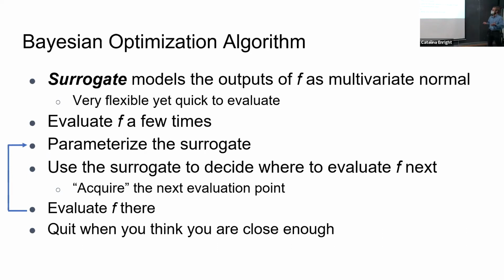Now I'm going to run the breeding simulation a few times. I'm going to use the outputs to parameterize my surrogate model. I'm going to use the surrogate to decide where to evaluate next. The technical term is I'm going to use the surrogate to acquire the next evaluation point. This is called an acquisition function. And then evaluate F there. Now I have some new values to use to parameterize the surrogate, and I iterate. And then I'm going to quit when I think I've stabilized at some maximum.